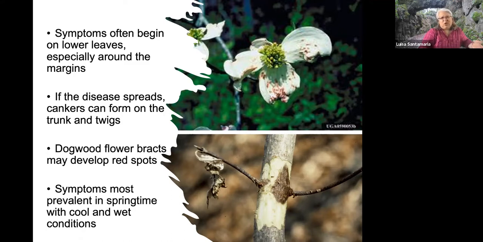Common hosts for these diseases are dogwood and oak, but those are different species of pathogens affecting each species. In the case of dogwood, anthracnose can even attack the bracts of the flowers. Most of the symptoms are present during springtime with cool and wet conditions. In dogwood, there are some genera that are more susceptible to anthracnose than others. There are some species that could even be resistant.